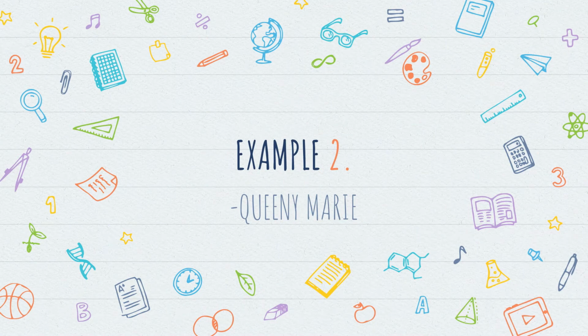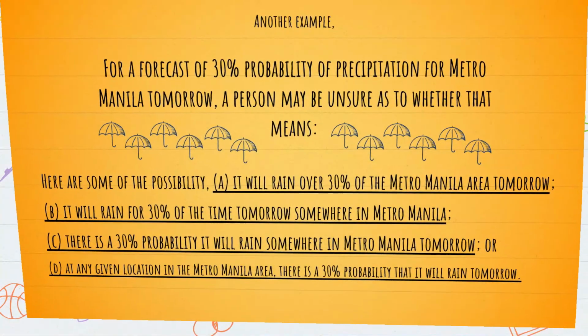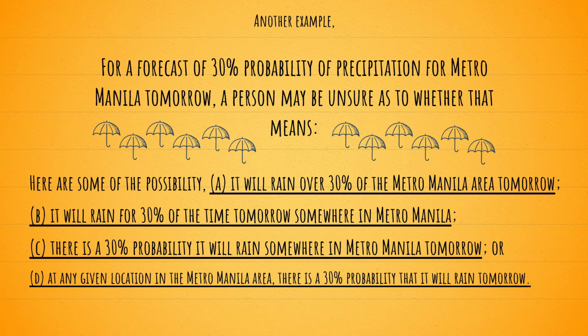Another example. For a forecast of 30% probability of precipitation for Metro Manila tomorrow, a person may be unsure as to what that means. Here are some of the possibilities. A. It will rain over 30% of the Metro Manila area tomorrow. B. It will rain for 30% of the time tomorrow somewhere in Metro Manila. C. There is a 30% probability it will rain somewhere in Metro Manila tomorrow. Or D. At any given location in the Metro Manila area, there is a 30% probability that it will rain tomorrow.